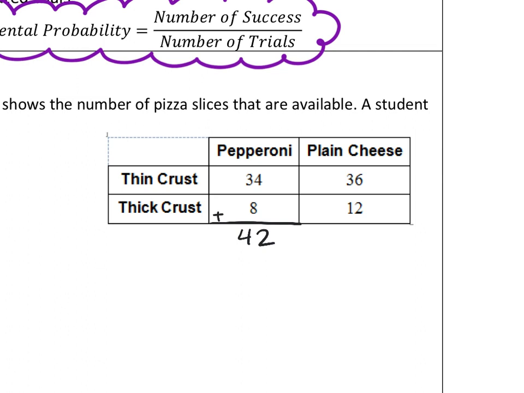How many cheese slices are available? 48. So that's how many cheese slices are totally available. What if I changed my mind though and I'm like, well, I really want a thin crust pizza. How many total thin crust pizzas are there available? I don't care about the topping. So if we add this direction sideways, there are 70 thin crust slices available. How many thick crust slices available? 20. What's 20 plus 70?